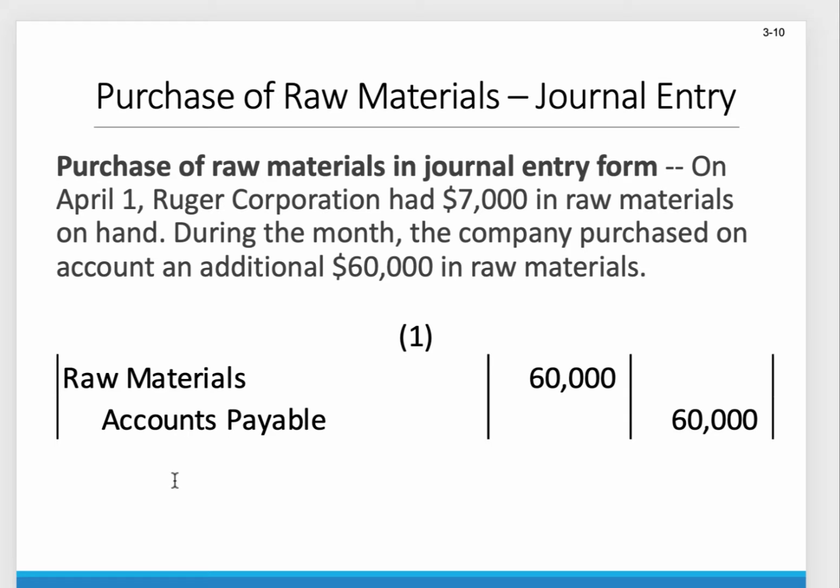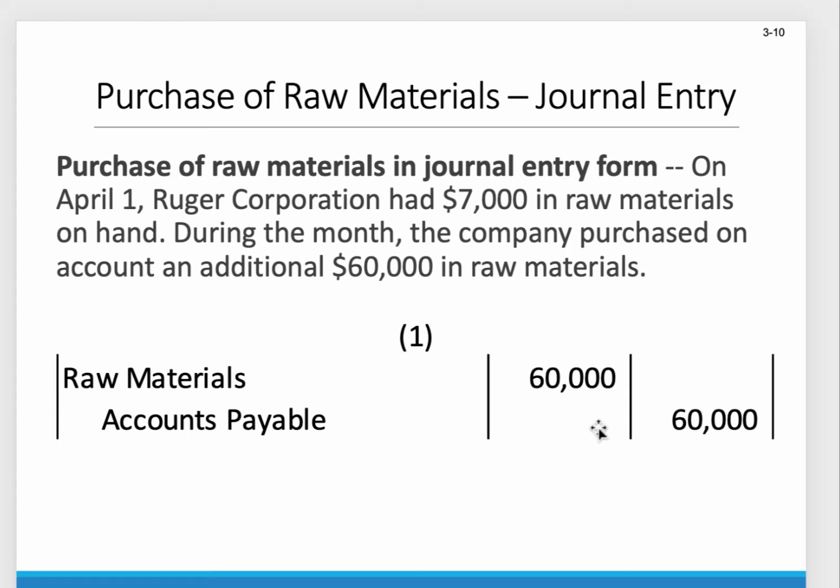During the month, the company purchased on account an additional $60,000 in raw materials. What's that mean? That means that they went to a supplier and said, hey, we need $60,000 worth of raw materials. We can't pay you right now, we'll pay you later. Our supplier said, not a problem. On our books, we need to debit, which is the left side, raw materials inventory account, and we need to credit accounts payable, which is a liability.